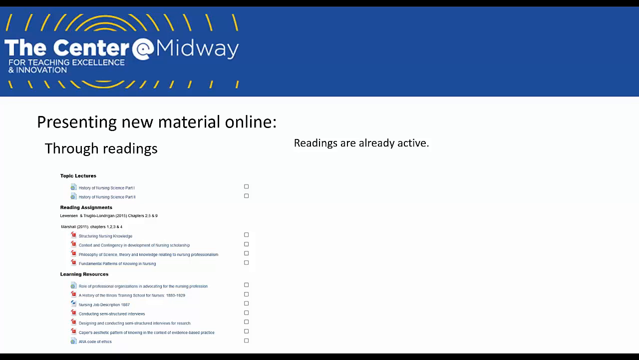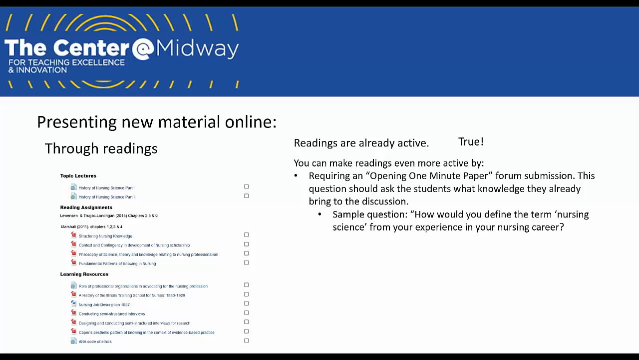So, a question. Are readings already active learning? The answer is true. They are. Because students have to do the work themselves, they're actually in there doing the readings and digging out the material, then readings are, in fact, active activities. How can we make them even more active? We can make them even more active by requiring, for example, an opening 1-minute paper forum submission, or maybe a choice activity or questionnaire activity. We'll talk about those more in a minute, that the students are required to do before they do the reading.